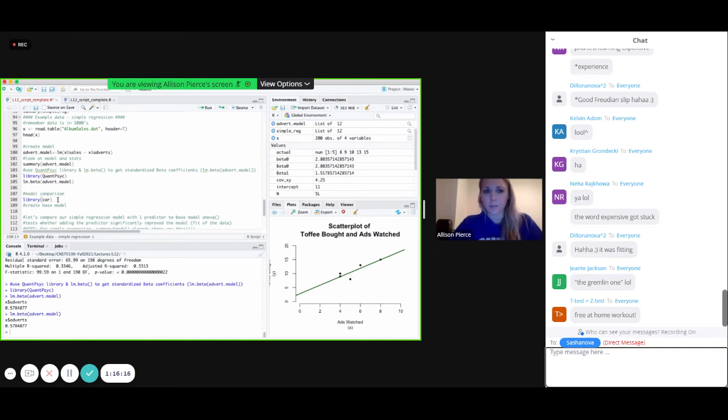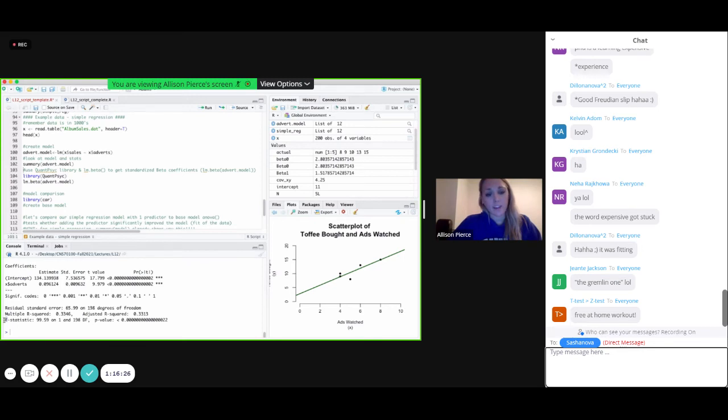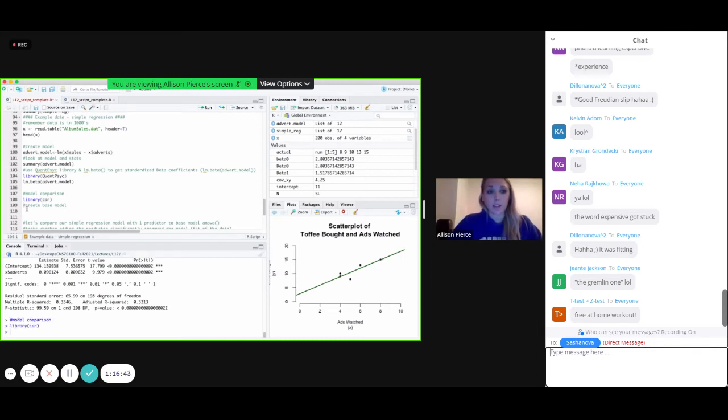But first I want to get to comparing this base model, and then we'll go back and talk about how to interpret that and how to write that up. So we have our summary here, and this actually already has a p-value because we only have one predictor, so it's going to automatically do that for you. The LM function already compares it to a base model, but just so you can see what it's doing behind the scenes, if you load the car library, let's create a base model.